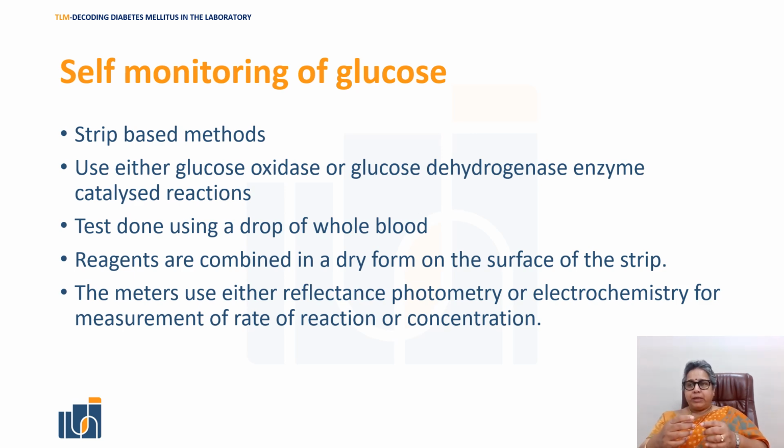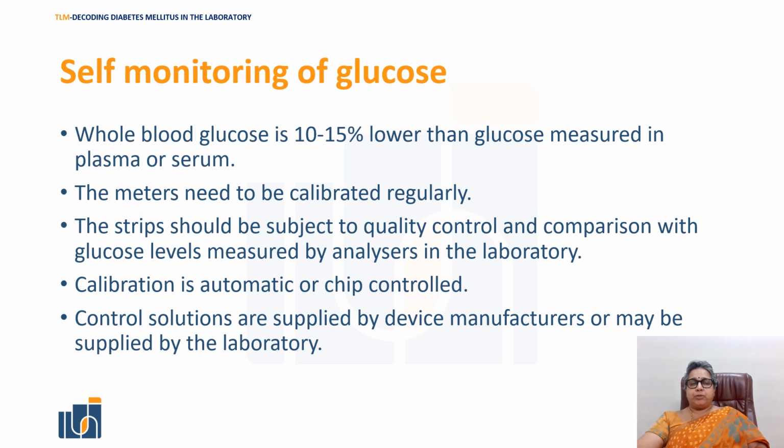So you use the glucometer, you make a small, using a lancet that is provided in the glucometer, you make a small pinprick on your finger, and using that drop of blood, you make sure that by capillary action, it enters into the strip. There the chemical reaction occurs, and these meters use either reflectance photometry or electrochemistry, measures the rate of reaction and therefore the concentration of glucose. So you will get a glucose value when you use these strips.